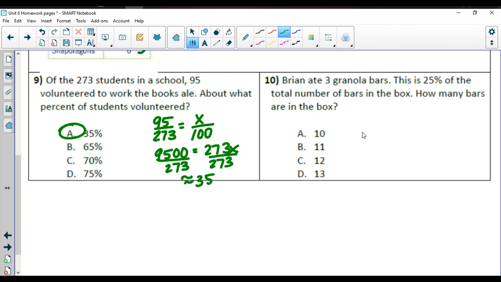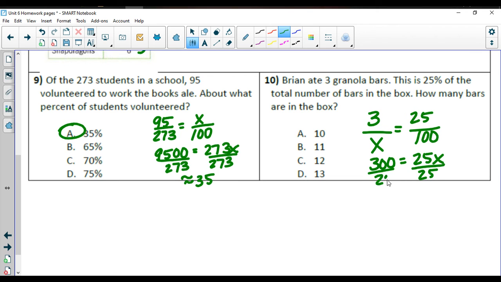Brian ate 3 granola bars. This is 25% of the total number of bars in the box. So how many are in the box? So 3 is 25% of the total. So we're going to multiply: 300 equals 25x. Divide through by 25 on both sides, and we get x equals 12. So our answer here is C. And that's it then for lesson 6.3, percent proportion practice.